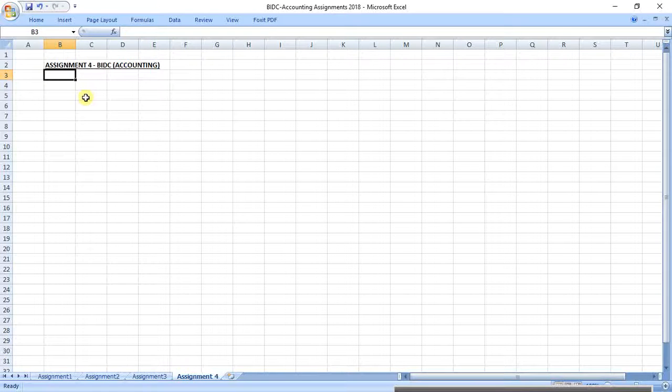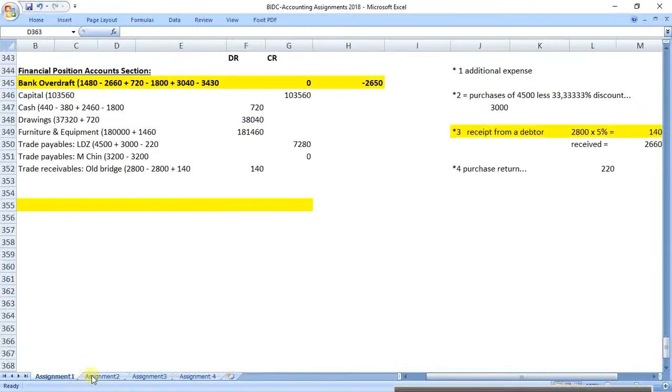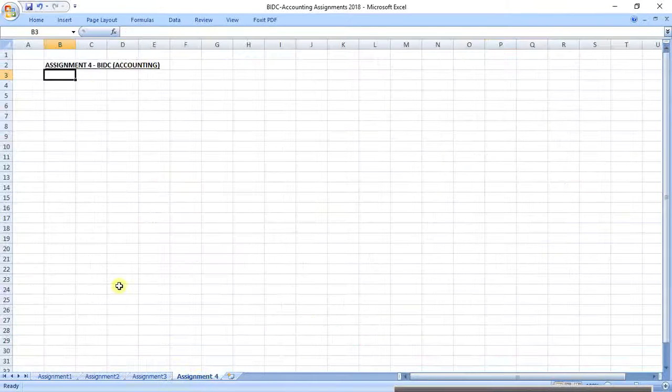Yeah, so with the sample file, I'm going to keep it in the same file. I'm just putting a different tab at the bottom here. Okay, so you've got one there, you've got two, you've got three, you've got four. Okay, so it's all together.